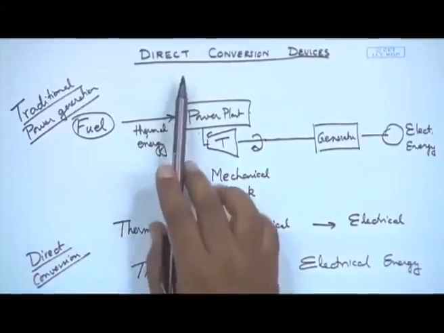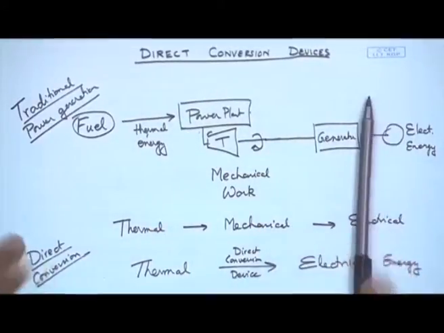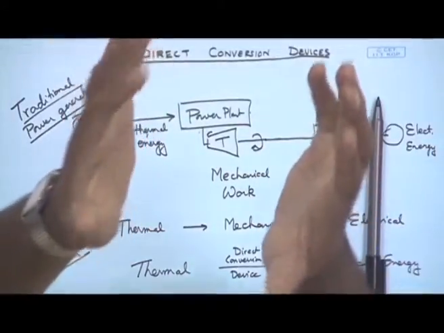So, once again, what we mean by direct conversion devices: let us say we have a source of heat, a source of thermal energy with us. For example, some waste heat, which is the focus of this course, and we want to utilize the energy trapped in that waste heat to generate additional electricity. These direct conversion devices offer one type of means by which we can convert the thermal energy directly to electrical energy.